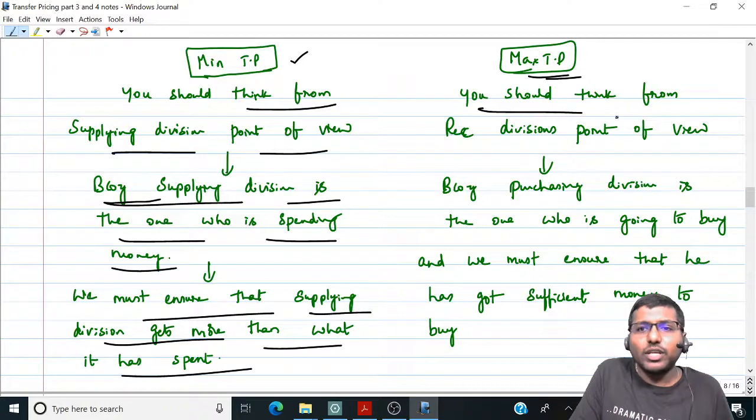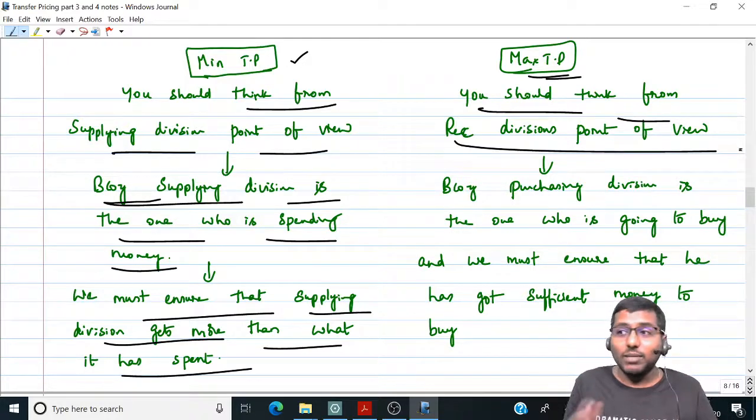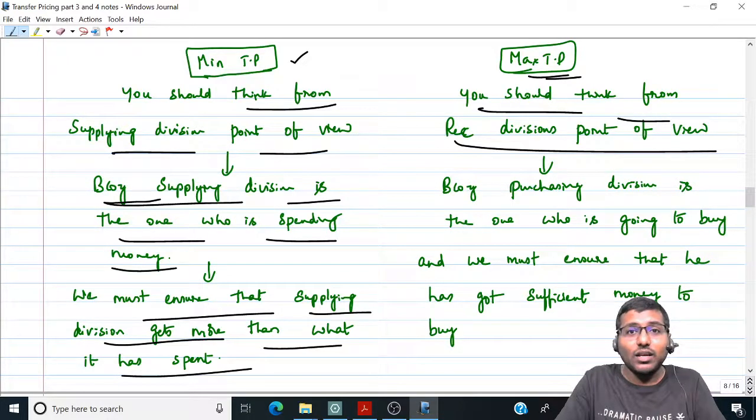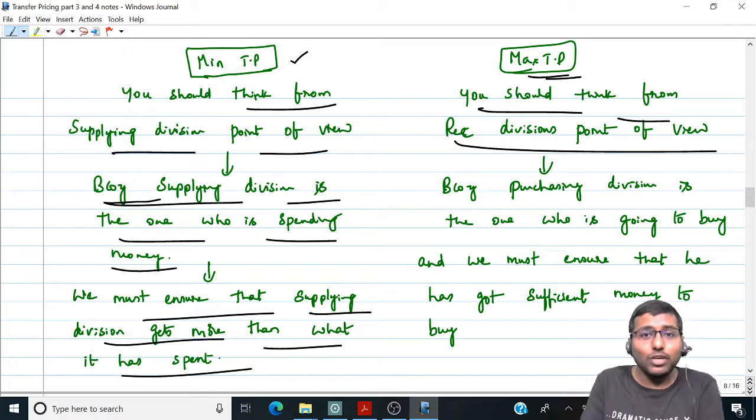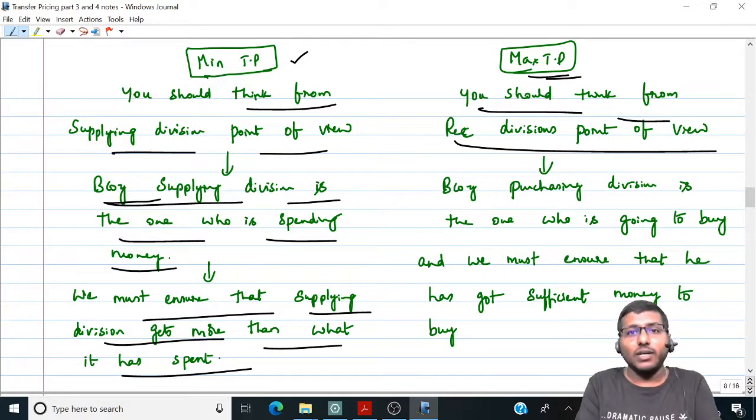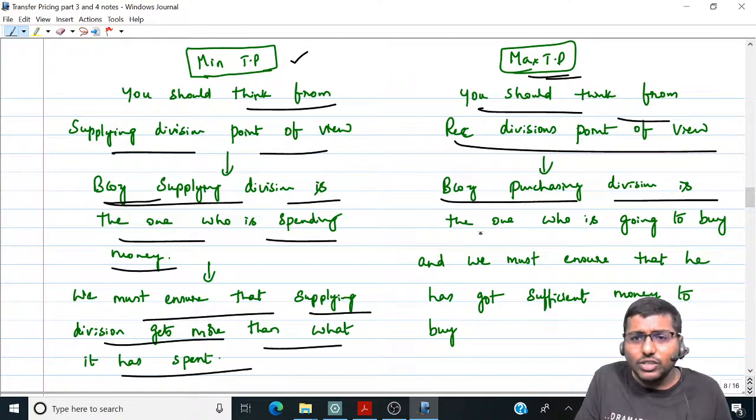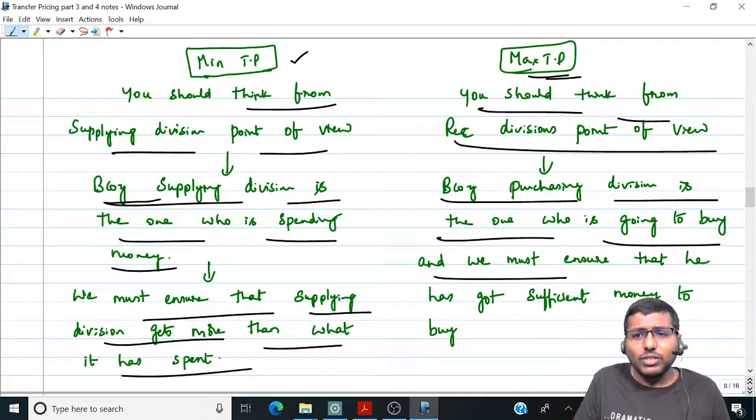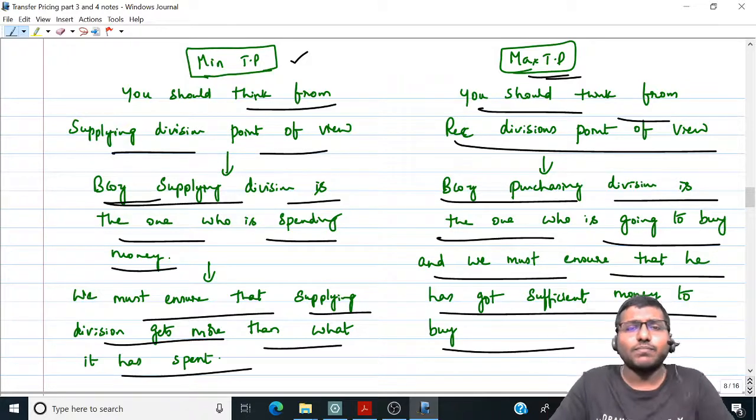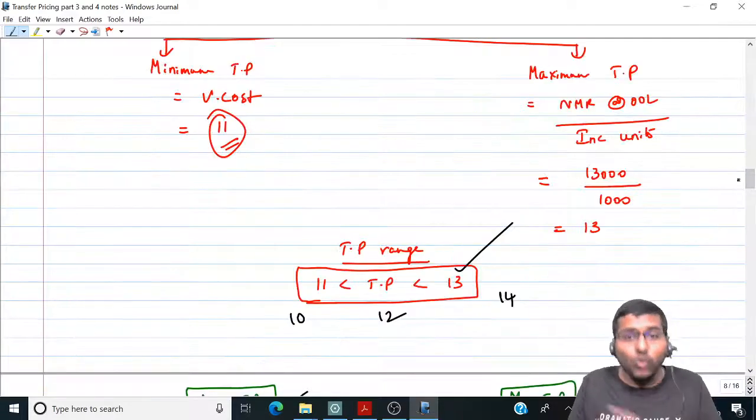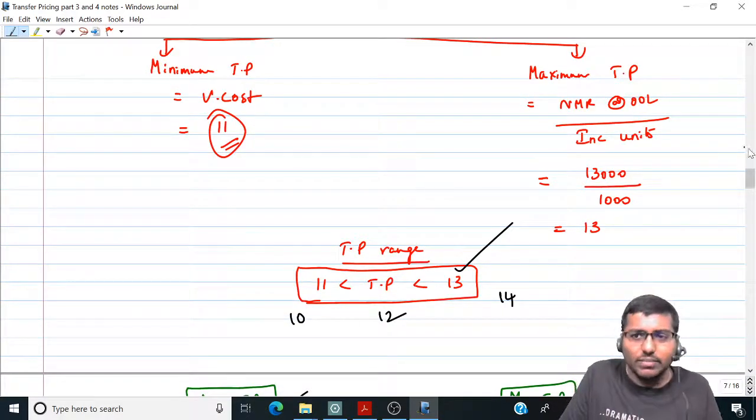Maximum TP: you should think from the receiving division's point of view. Why? Because he's the one who is trying to buy. You should see whether he has the capability to buy. You cannot keep on fixing TP. If he doesn't have money to buy, he will not buy, and then the transaction will not happen. Got the point? Because the purchasing division is the one who is going to buy, we must ensure that he has sufficient money to buy. Simple. This is a universal rule of this whole chapter called transfer pricing. It's very simple and subtle.